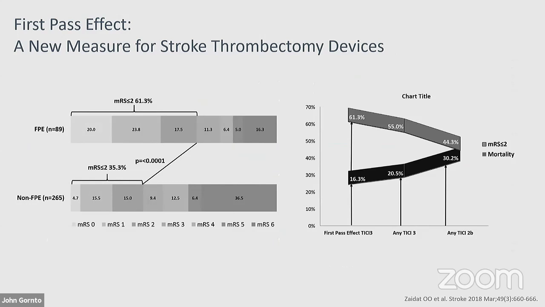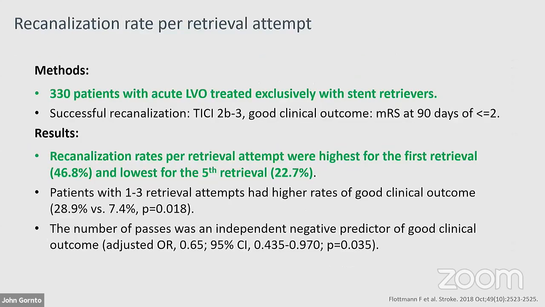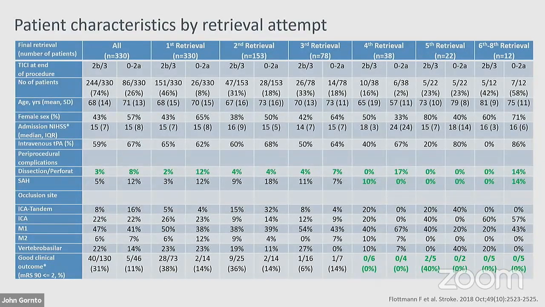we have a 60% good outcome. If it's achieved at any time, let's say after second or third pass, 55%. And if it's only TICI 2B, it's 44% good clinical outcome. I think this is a super important observation. And we had a look at our own data. Again, it was published last year. We looked exclusively at patients who were treated with stent retrievers.